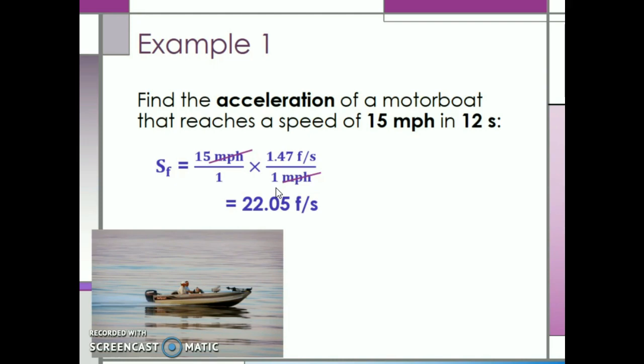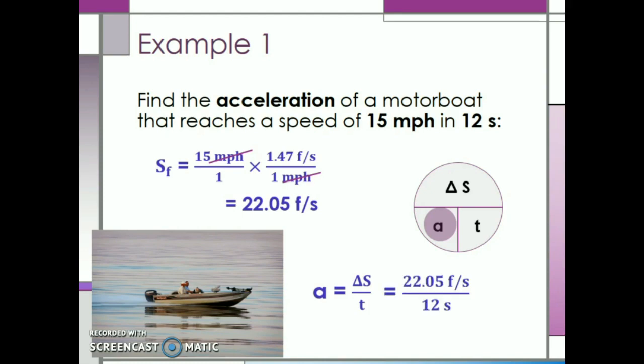Now that we have correct units, we can look at our equation circle to figure out a formula for acceleration. Covering up acceleration, we see that we are left with change in speed divided by time. One hint, whenever we have an initial speed of 0, our final speed will always be the same thing as our change in speed. So here, our change in speed will be our final speed of 22.05 feet per second, and time is 12 seconds. Dividing, we see that our acceleration is 1.84 feet per second squared.